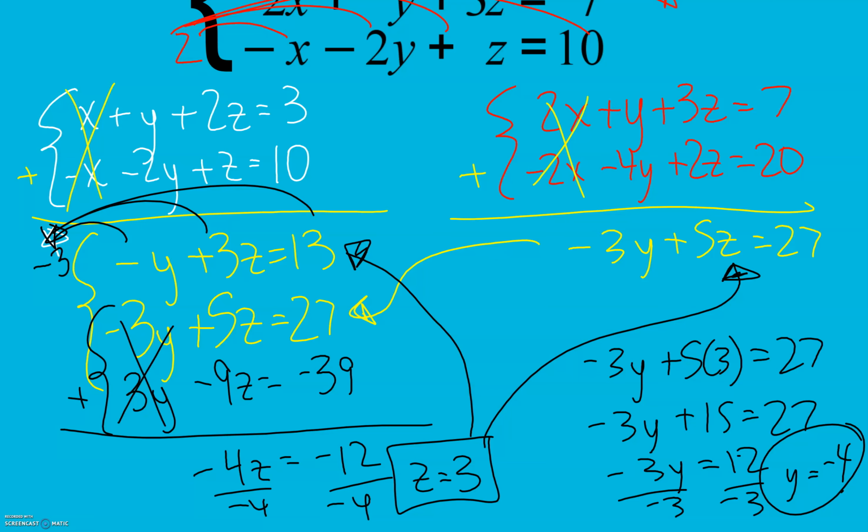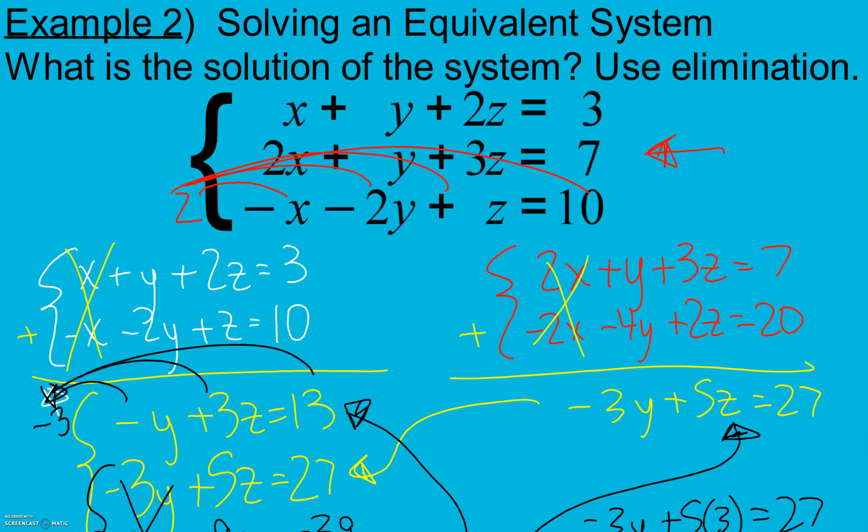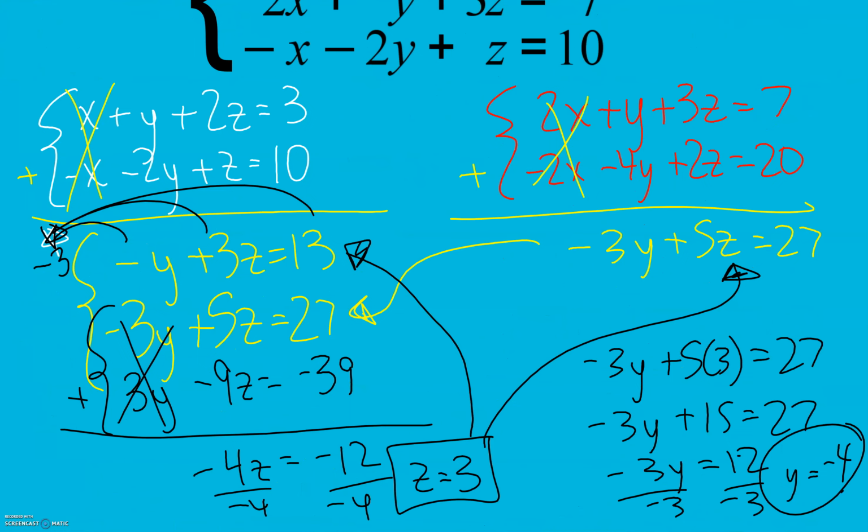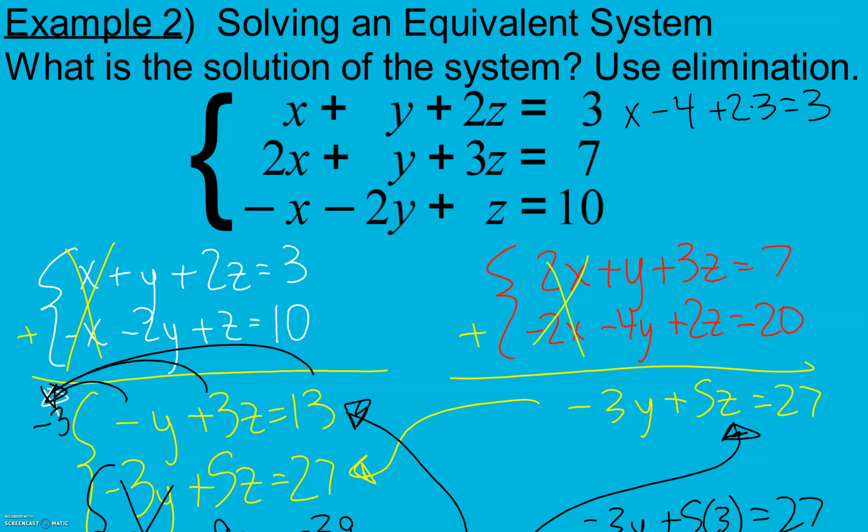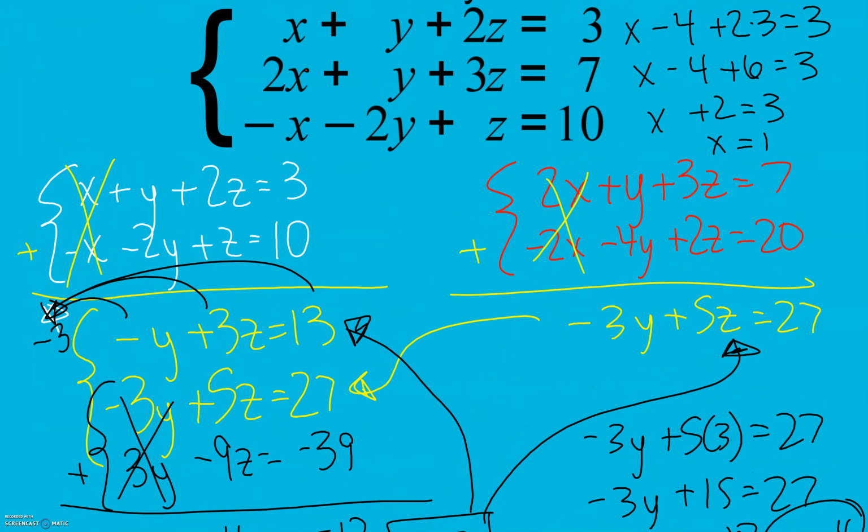I know y, I know z, but keep in mind, originally we had an x as well, so we're going to have to plug those both in to any equation that also has an x in order to solve. So x minus 4 for y plus 2 times 3 for z equals 3. y is -4, z is 3. Yep. And we get x equals 1. So here my ordered pair is going to be 1, -4, 3.